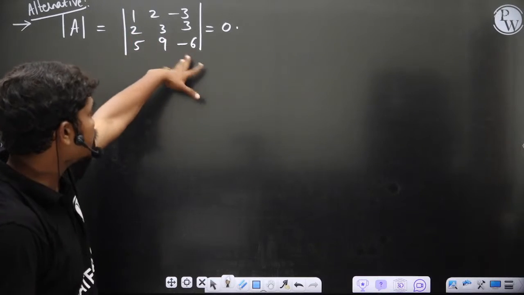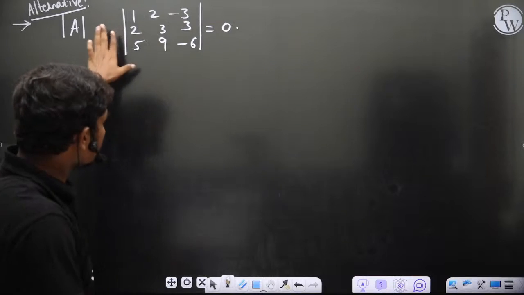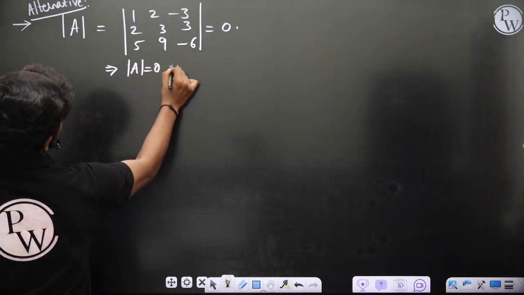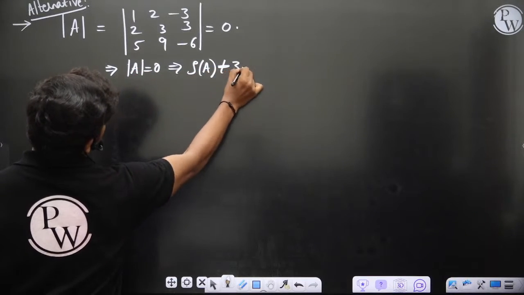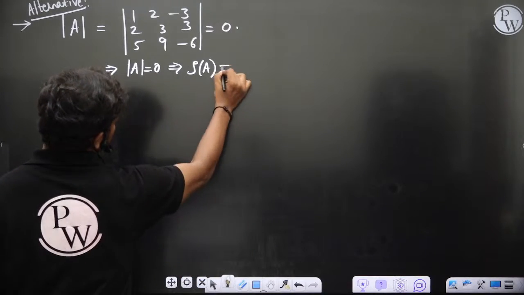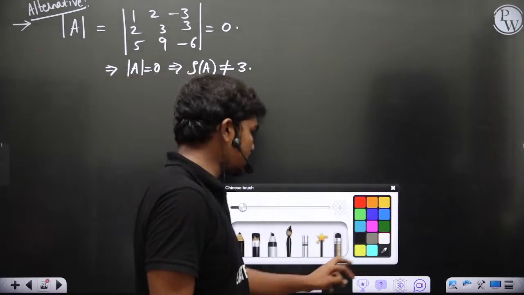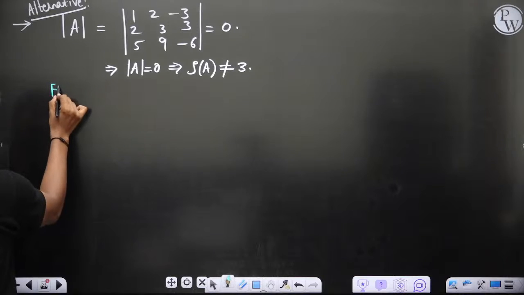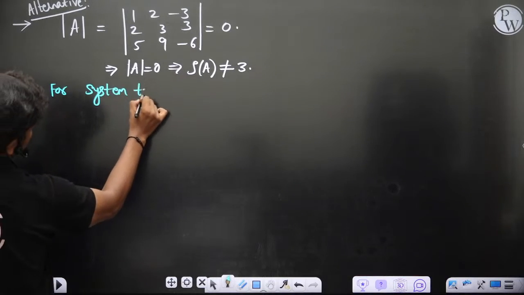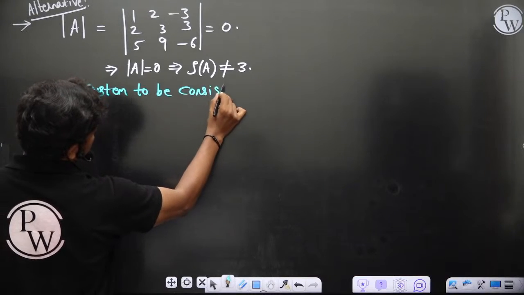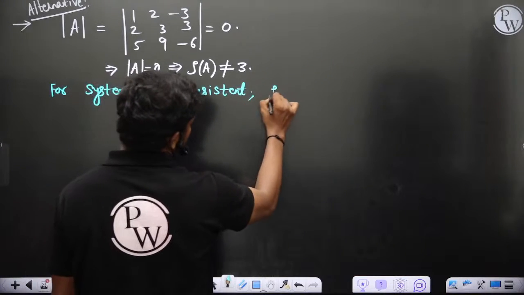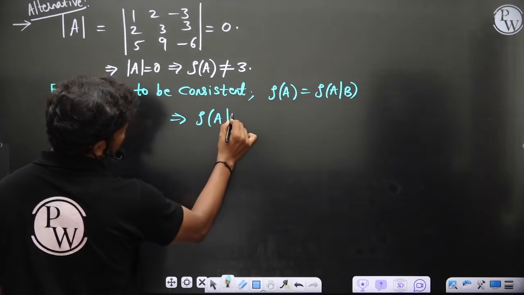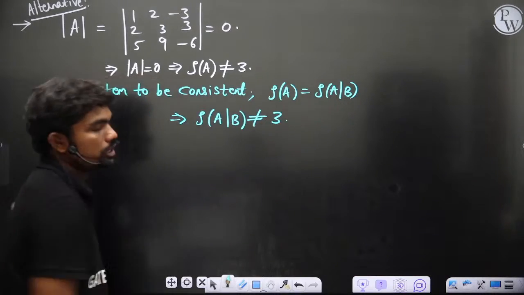Now this calculation of determinant takes some time. By the time you know this is 0, that is determinant of A equal to 0, this implies rank of A is not equal to 3. For the system to be consistent, rank of A should be equal to rank of A augmented B. This implies rank of A augmented B should also be not equal to 3. It should be less than 3.